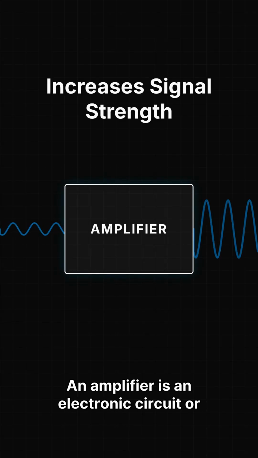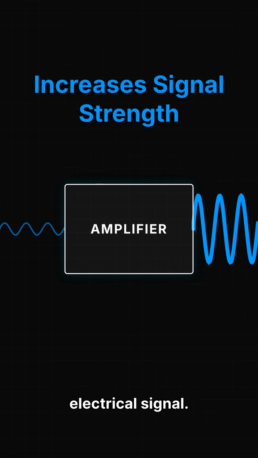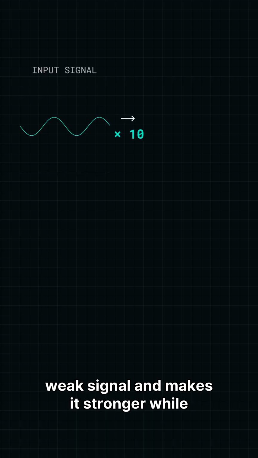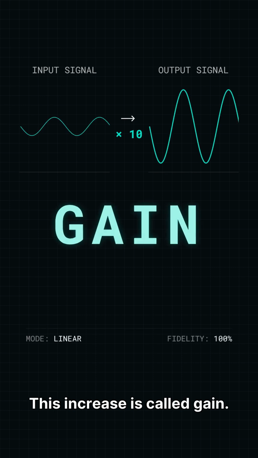An amplifier is an electronic circuit or device that increases the strength of an electrical signal. In simple terms, an amplifier takes a weak signal and makes it stronger while keeping the original information intact. This increase is called gain.